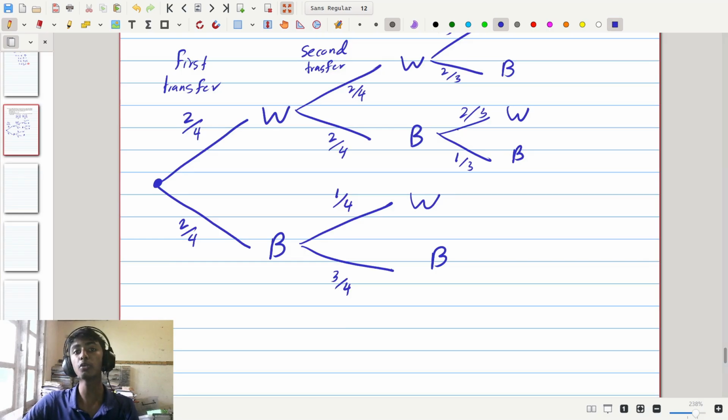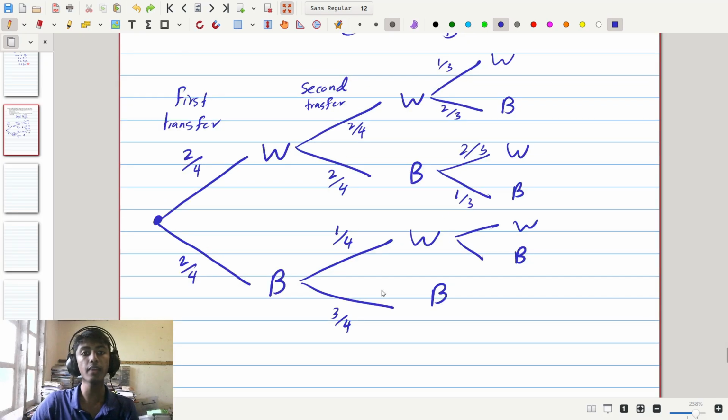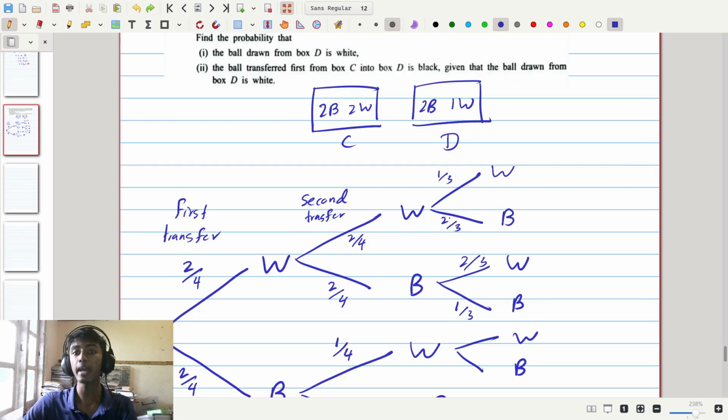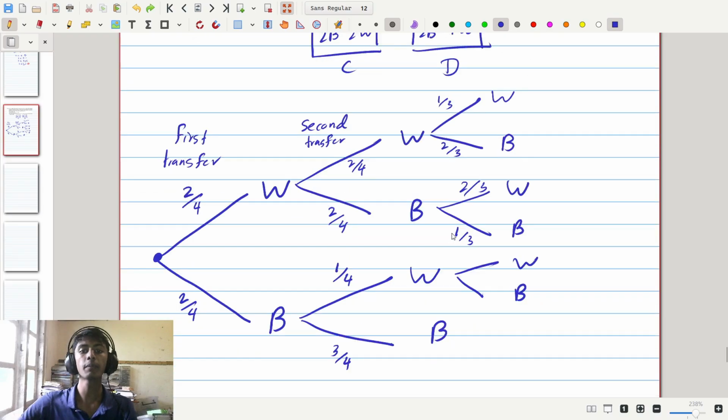Now, moving on to the next branch, which is this branch right here. In this branch, if we consider choosing white or choosing black, we can see initially we transfer a black ball from C to D, and then we transfer a white ball from D to C. Considering that initially we had 3 black balls and 1 white ball in D, when we transfer the white ball out, we're going to have 3 black balls and 0 white balls in D. Therefore, the probability of choosing a white ball from this situation is going to be 0 out of 3, and the probability of choosing a black ball is going to be 3 out of 3, or 1. But I'm going to leave it as 0 out of 3 and 3 out of 3.